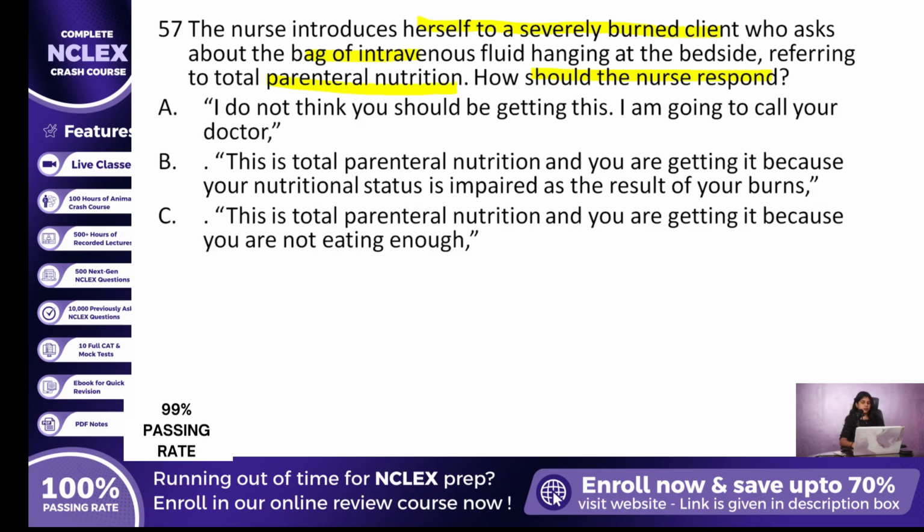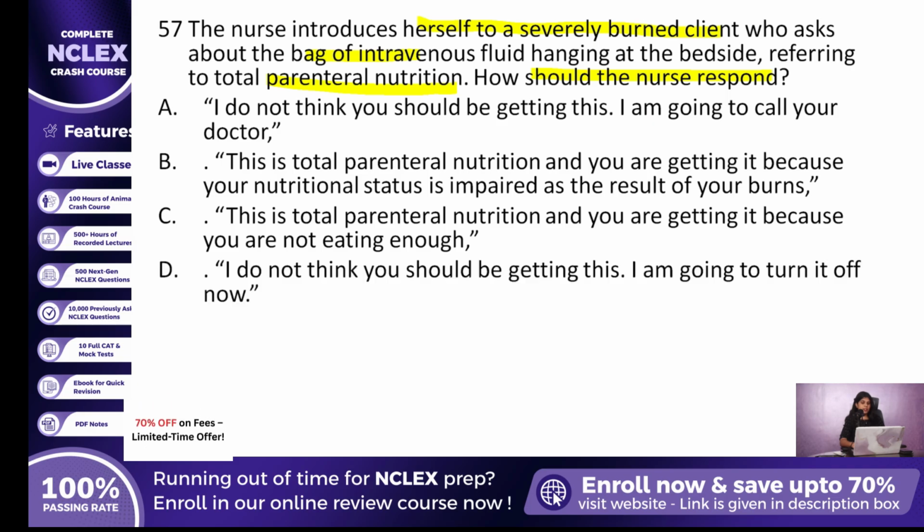C. This is total parenteral nutrition, and you are getting it because you are not eating enough. Or D. I do not think you should be getting this. I am going to turn it off now. The correct answer is option B. This is total parenteral nutrition, and you are getting it because your nutritional status is impaired as the result of your burns. Here is the rationale.